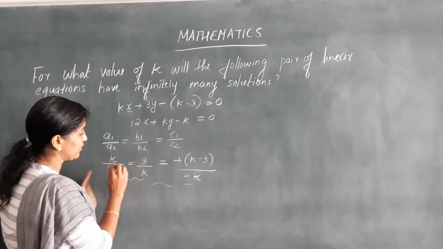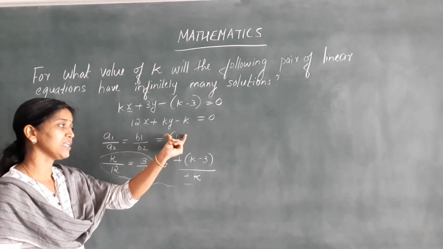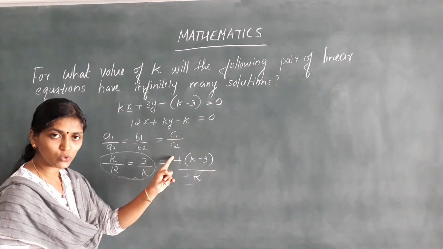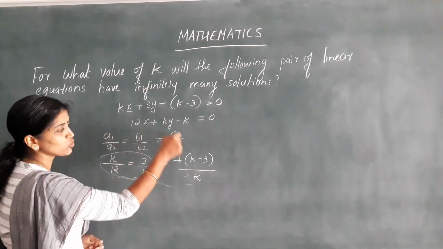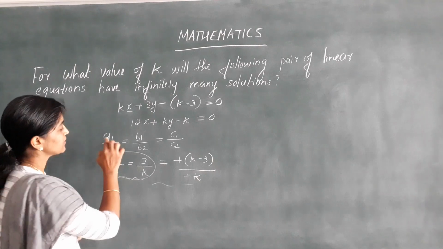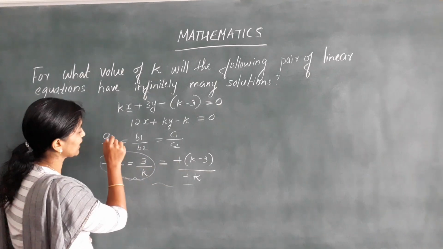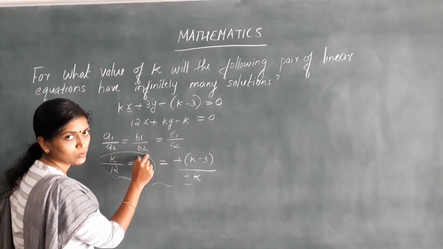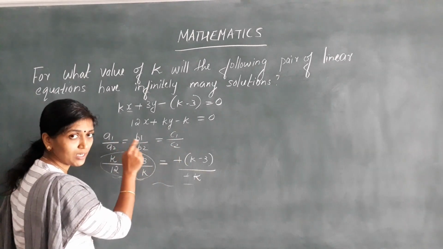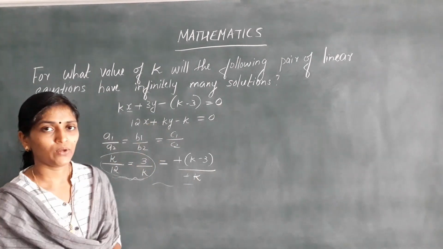That is, when you compare the first two, a1 by a2 and b1 by b2, again in c1 by c2 also there is k. So you have to compare b1 by b2 and c1 by c2, or you can compare a1 by a2 to c1 by c2. Listen properly, it is a1 by a2 equal to b1 by b2 equal to c1 by c2. So a1 by a2 equal to b1 by b2, and b1 by b2 is again equal to c1 by c2. Since they are both equal, a1 by a2 is equal to c1 by c2 also.